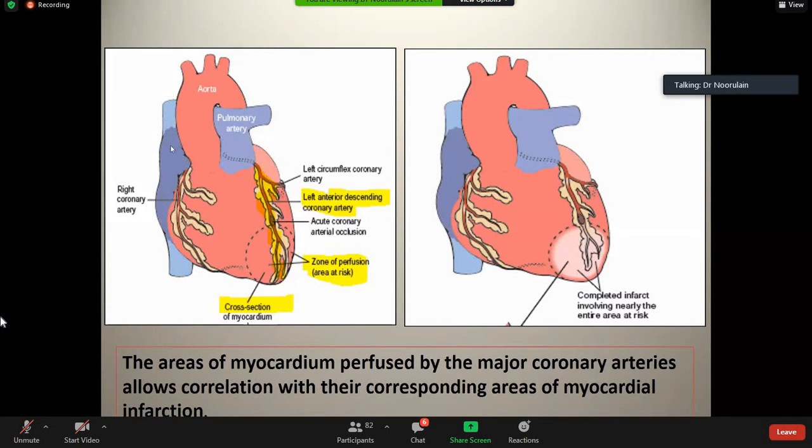Okay, this is the aorta, this is the right coronary artery, and the left coronary artery. This is a blockage in the right coronary, an occlusion, and this is the zone of perfusion, the area at risk. If there is a permanent occlusion for many hours, it can lead to a complete infarct involving nearly the entire area at risk. So this is the area of infarction. It is a complete blockage of the artery.